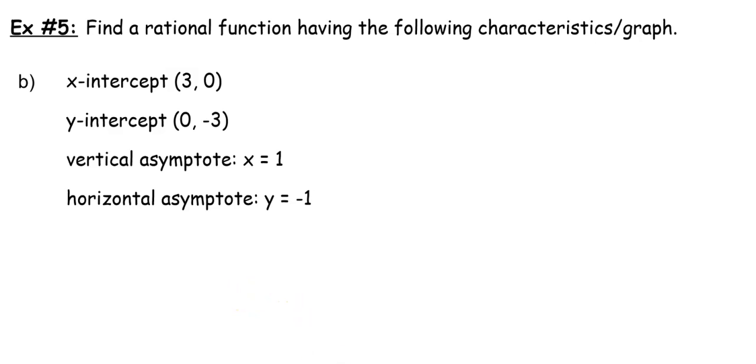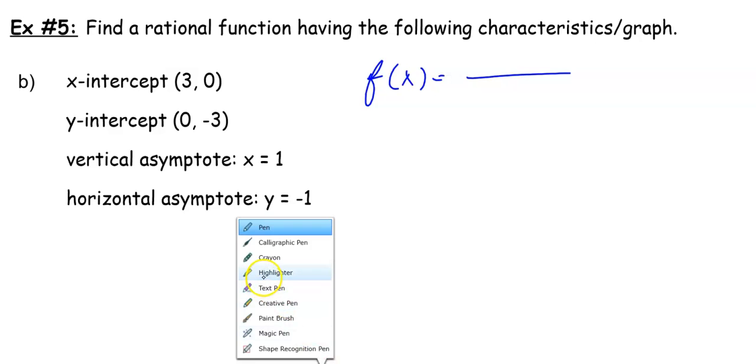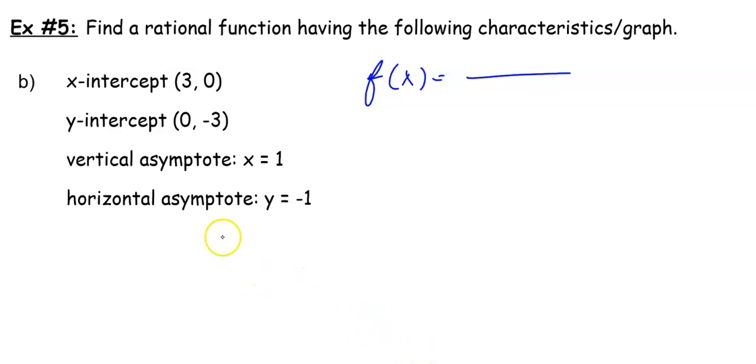Now, where I always like to start when I'm writing an equation, remember, we're seeing the word asymptote. When we see the word asymptote, that means that we have a rational function. f(x) is going to equal some kind of fraction. Oh, by the way, if you didn't notice, please change your horizontal asymptote to y equals -1, not y equals 0. I want to start with the term vertical asymptote.